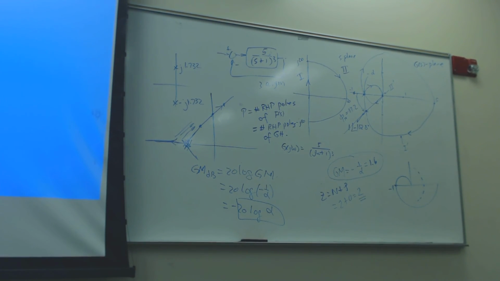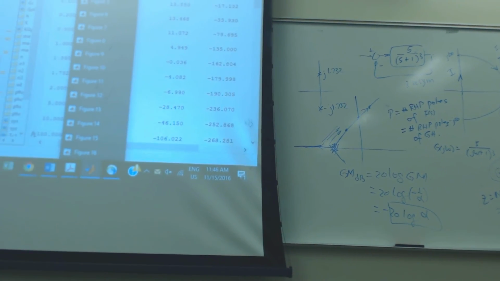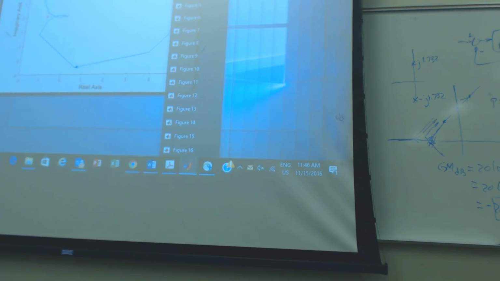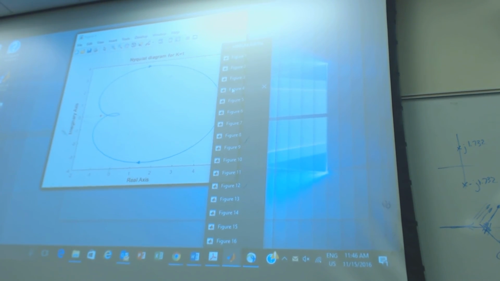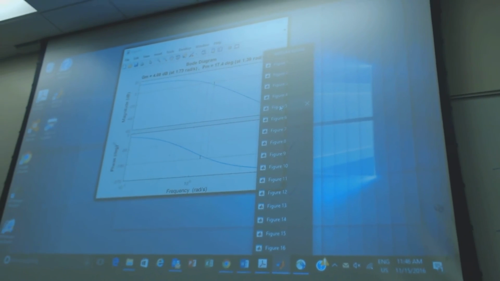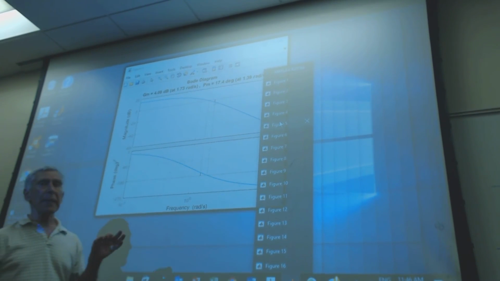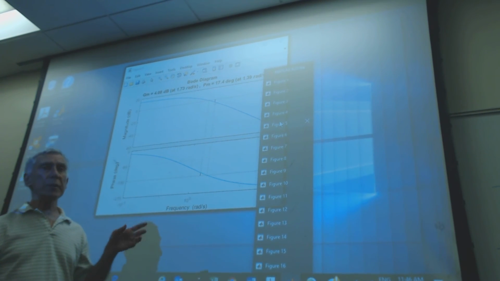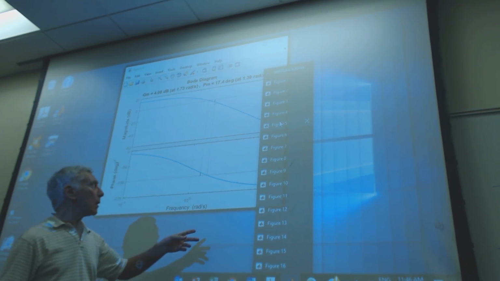Let me show you one thing. Here's the Nyquist diagram generated by MATLAB. It's for K equals 1. Notice that it doesn't pass through the minus 1 point. These are the Bode diagrams of magnitude and phase. And so what you can do is get the gain margin and phase margin from the Bode diagrams, not only from the Nyquist diagram, but from the Bode diagrams as well.